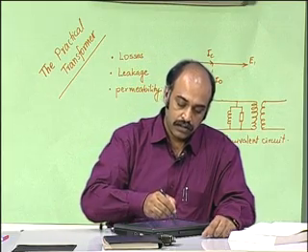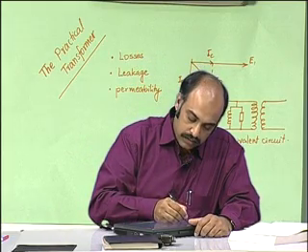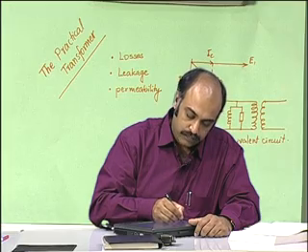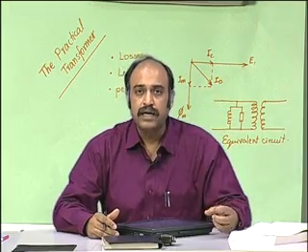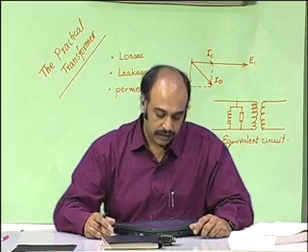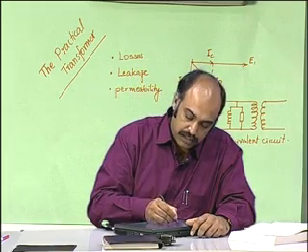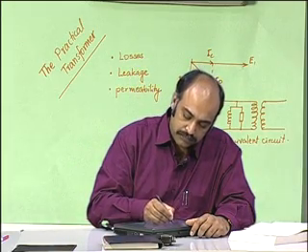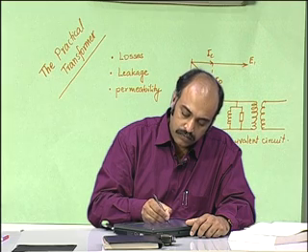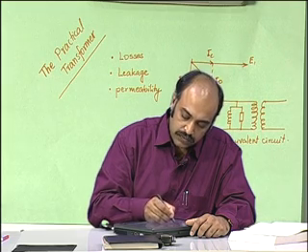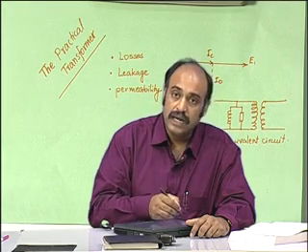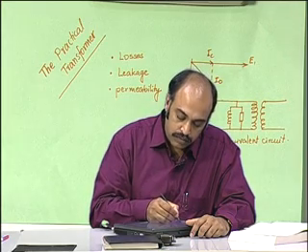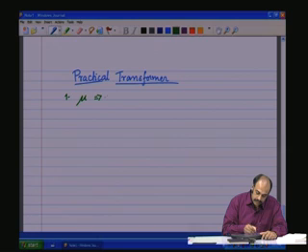Now, the practical transformer, because we can't expect to obtain or make an ideal transformer, the practical transformer will have a finite mu. Mu, or the permeability, is finite, it is not infinity.